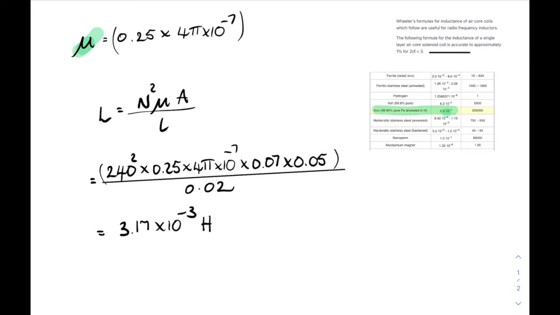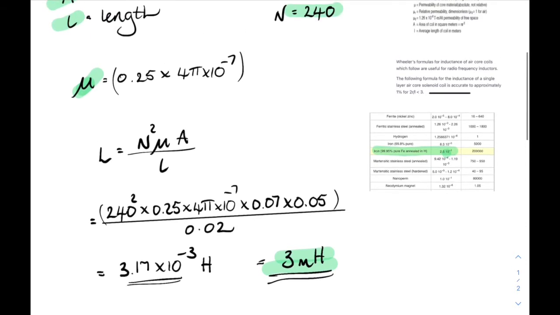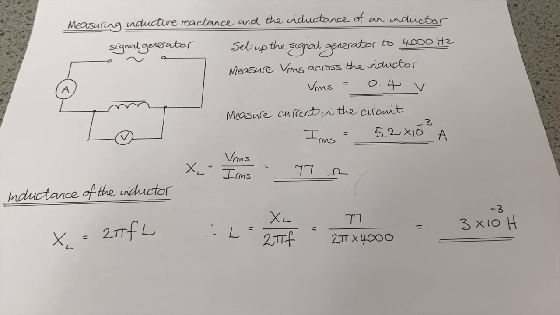But my lengths are all to 1 sig fig, so if we round that to 1 sig fig, it's 3 millihenries. So that was just a wee bit of Googling and research to see if we were in the same ballpark with the result that we got in the demo. And there's our demo result once again, and we got 3 millihenries.